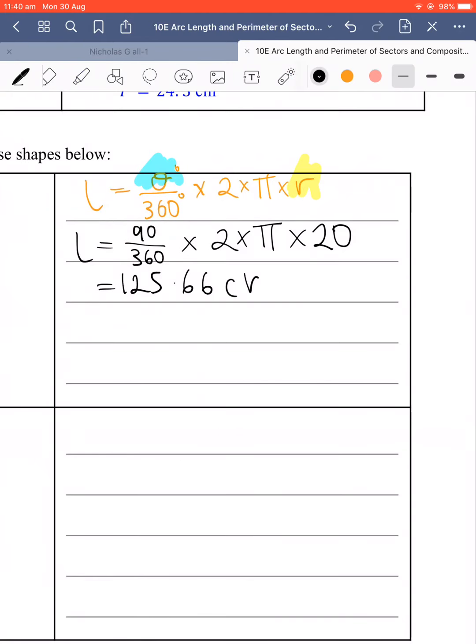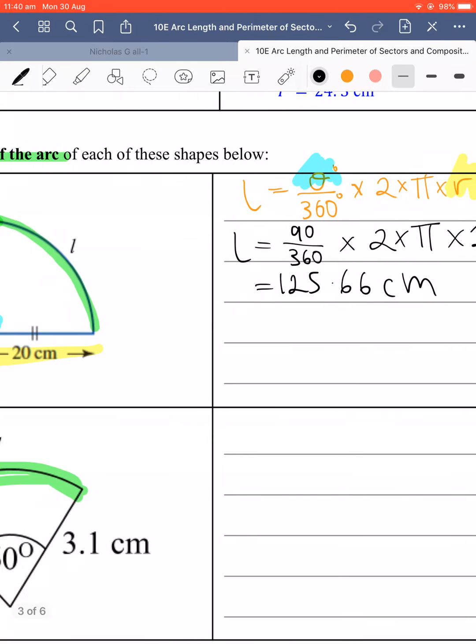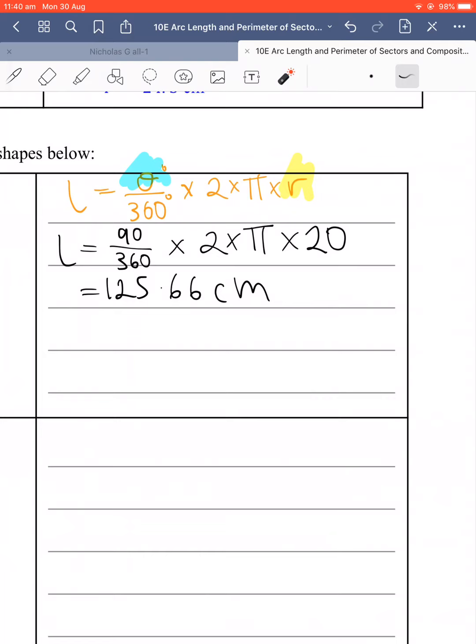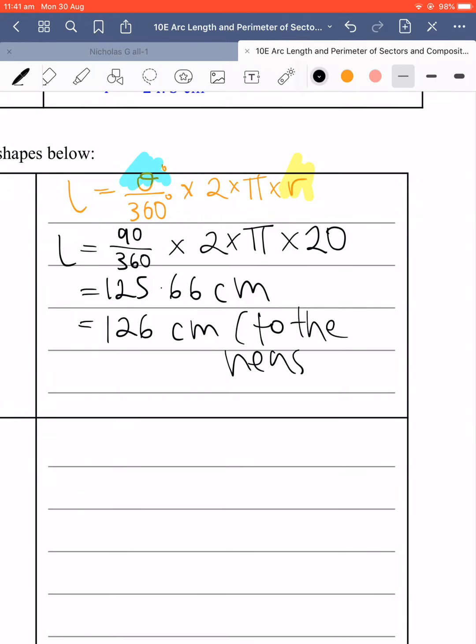125.66 centimeters. For this one, I want it to the nearest centimeter because the diagram doesn't say, but it implies that it needs to be to the nearest centimeter. So my answer will then be 126 centimeters, and you can write in brackets to the nearest centimeter. Now we can hop on to our next question.